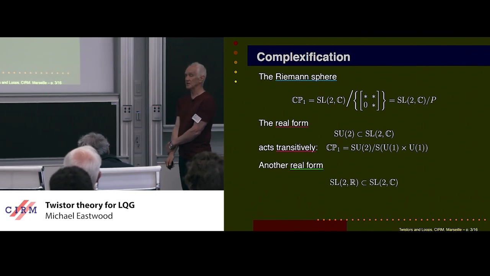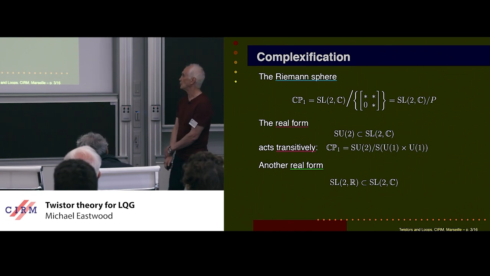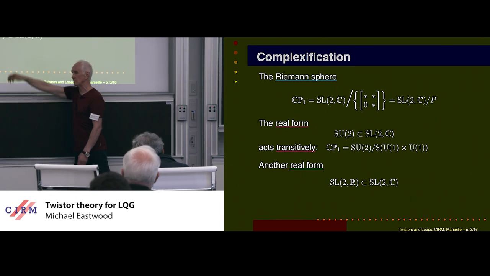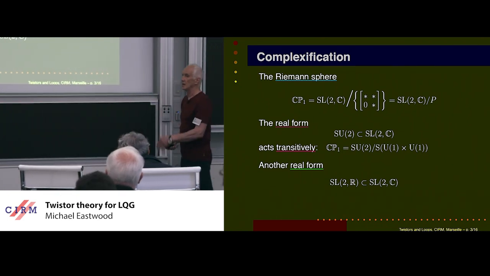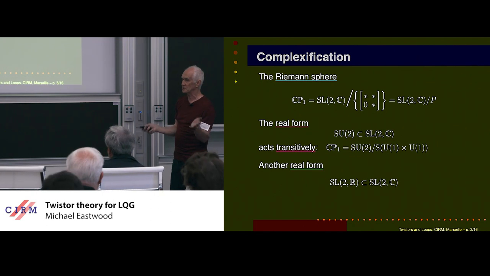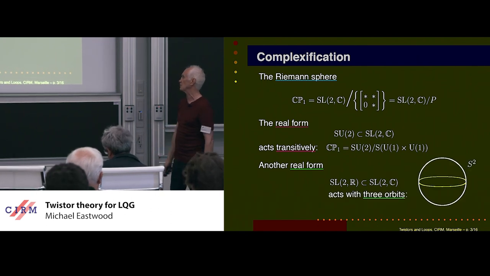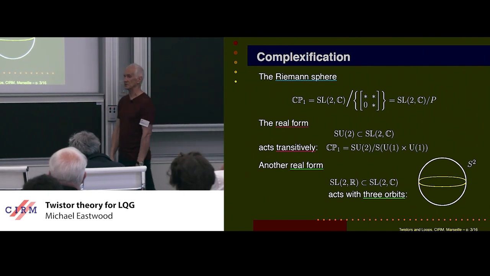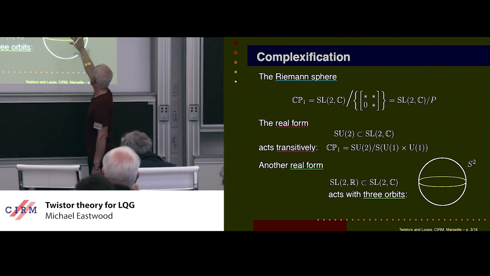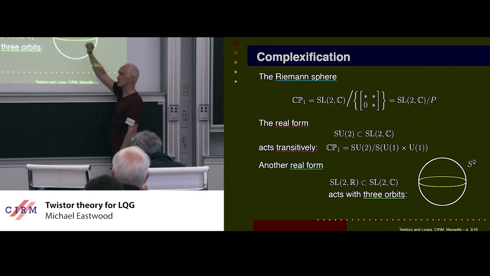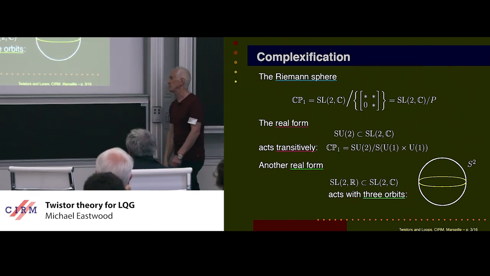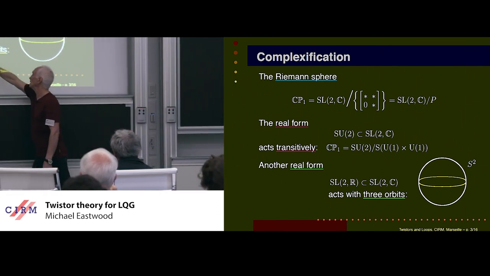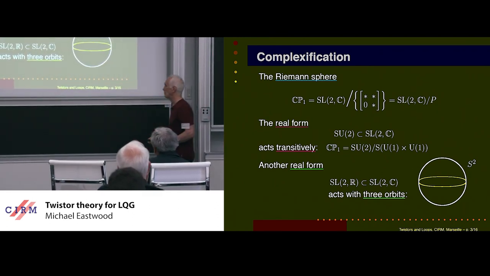But more interesting is the only other real form of SL2C, and that's just to replace the complex numbers with real numbers, SL2R, and that acts in a more interesting way. And we'll see this theme repeated for other groups. This one in particular acts with three orbits. If you like, you can reorganize this to be the upper hemisphere, the lower hemisphere, and one point out at infinity. And SL2R is preserving, say, the upper hemisphere.